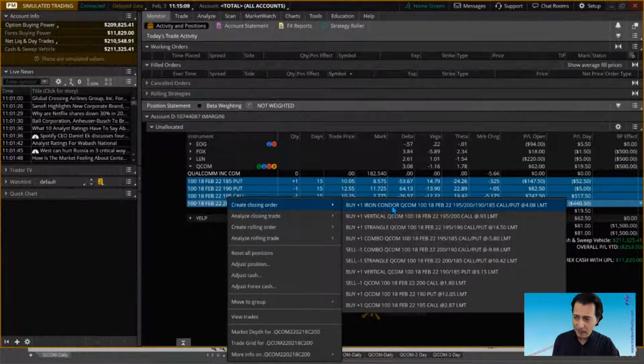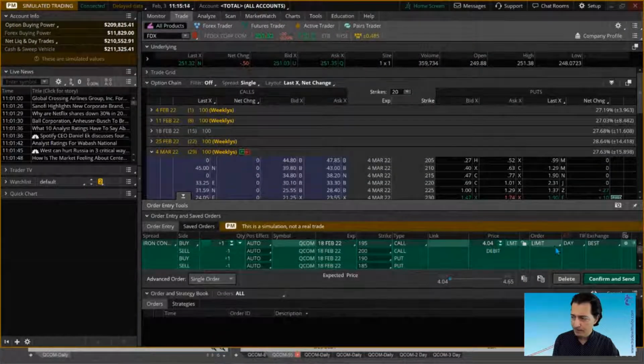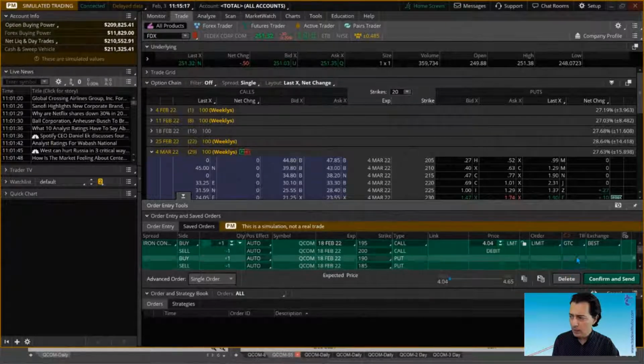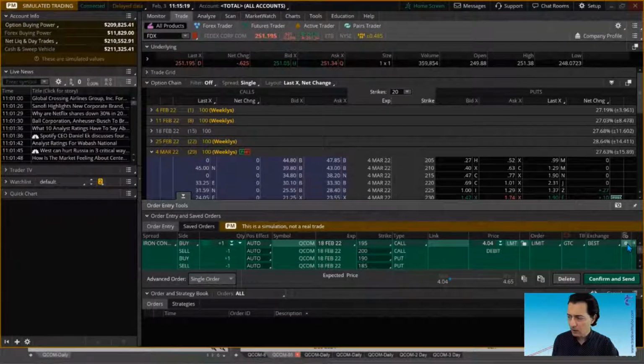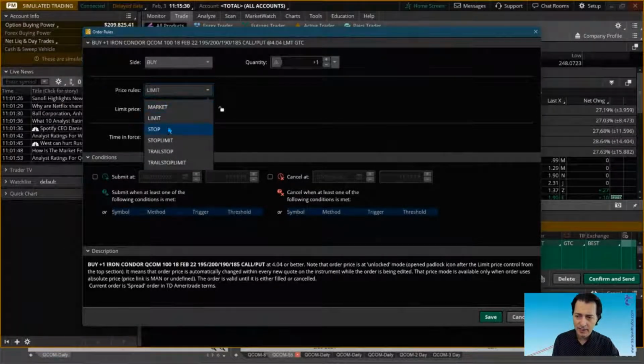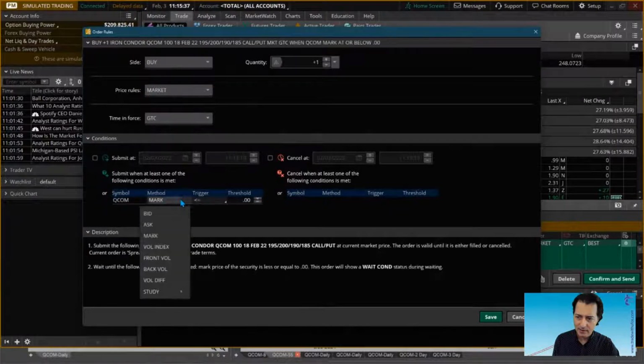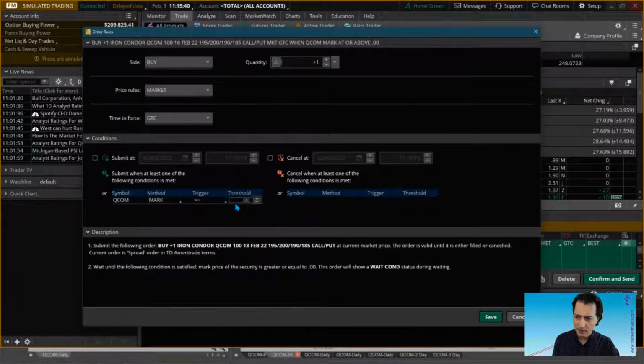So if I buy back the Iron Condor, what I could do is, instead of buying it back for a specific price, I could make this a good till cancel order. Click on the settings wheel here, which will bring me the window that allows me to add additional types of rules. The only problem I'm going to have here is that if I use a market order, and I set this with greater than or equal to 192.5, this is going to execute a market order to get out.